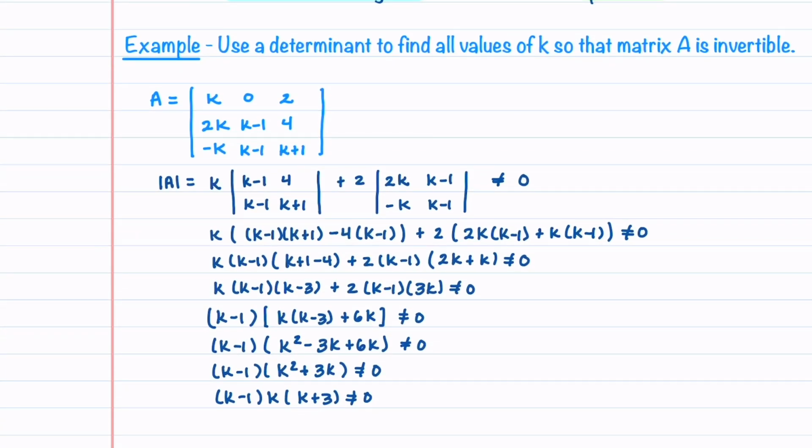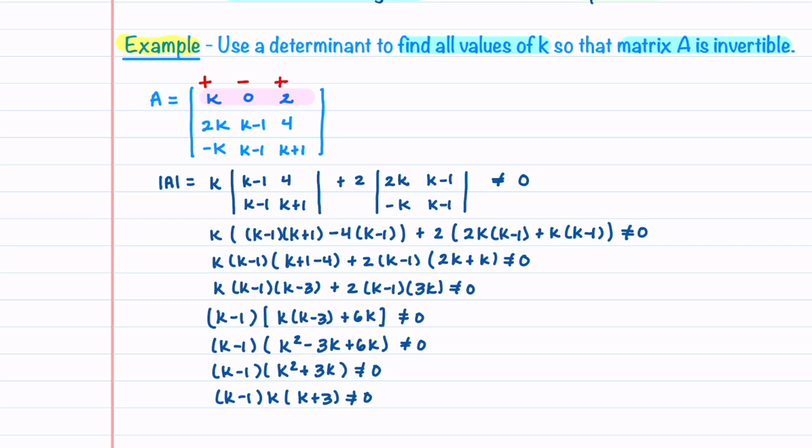Let's now walk through an example where we'll use a determinant to find all values of k so that our matrix A is invertible. Since this example involves a lot of algebra, I've already written down the solution and we'll just walk through it. To find the determinant, we'll use the method of cofactor expansion and expand along the first row because that row has a 0 in it. We'll start by indicating each term with a plus or minus, starting with the upper left. So this is plus, minus, plus.